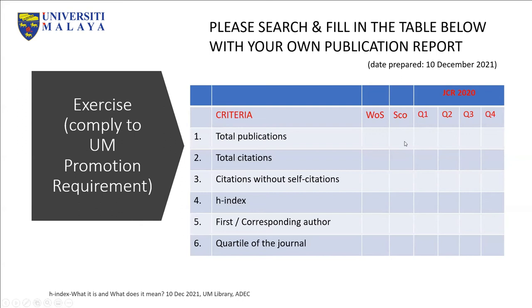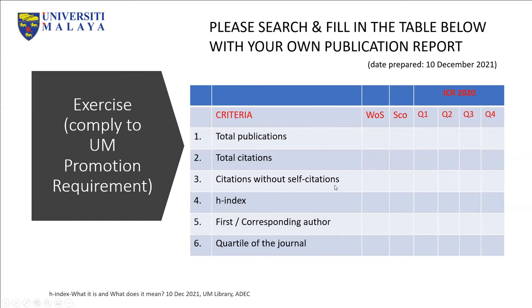Okay, then you also put in, I don't need number 6, okay? I just put it in, okay? Then the total citation that you receive from Web of Science. Let's say if you publish 100, how many citations do you receive? 1,000, then you put 1,000. If you receive 5,000, you put 5,000.